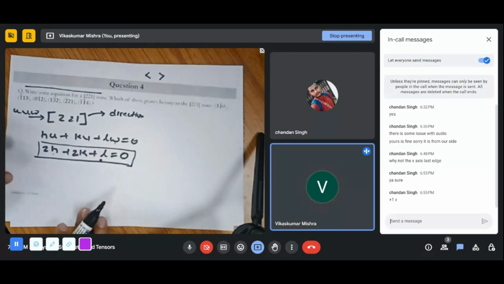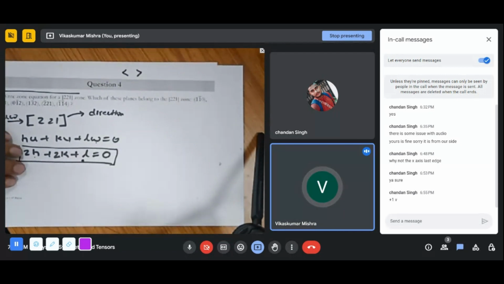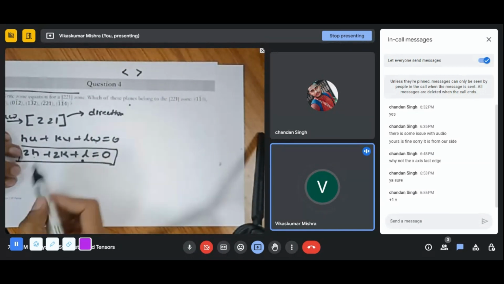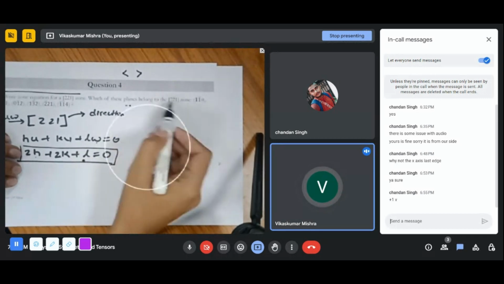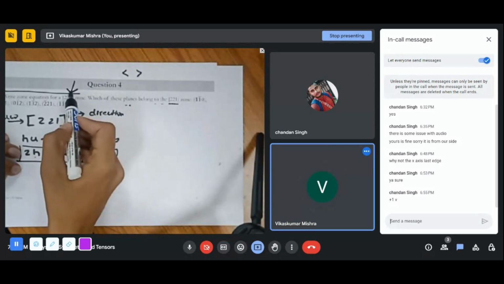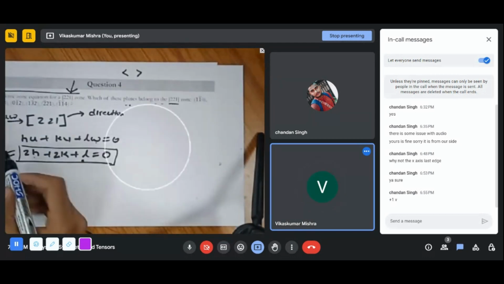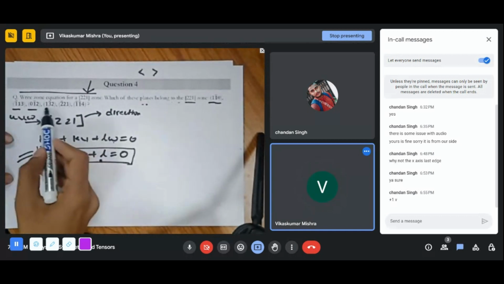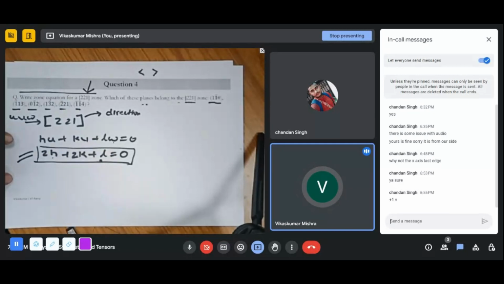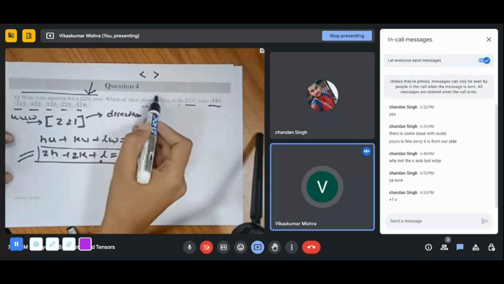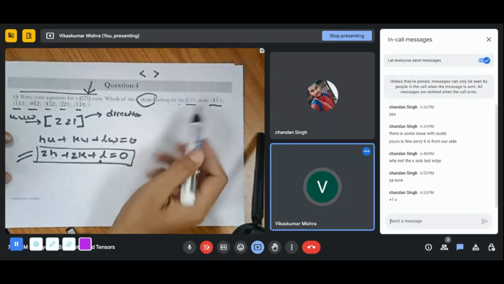So now let's move to the second part of the question. The second part is asking which of these planes belong to the 2 2 1 zone. So we write the zone equation for 2 2 1, and this is the one. Now we need to find which of this set of planes will satisfy this particular zone axis, meaning which of the planes is satisfying this zone equation.